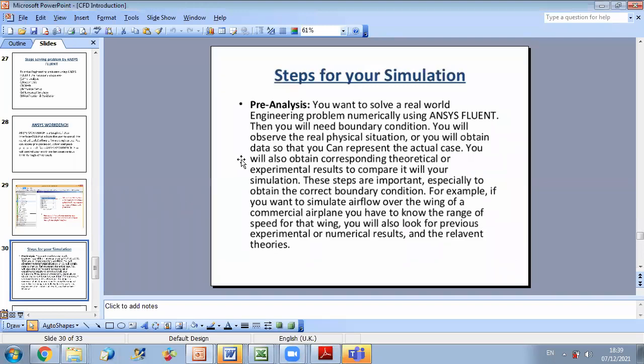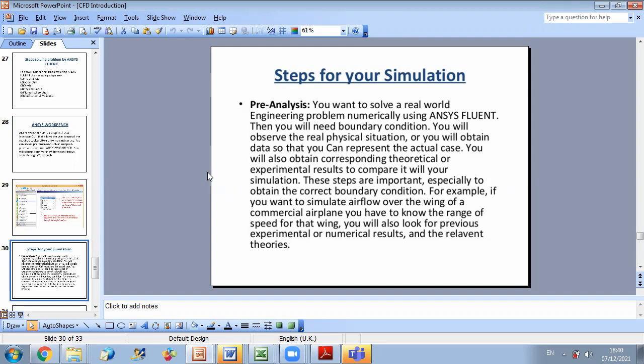So here we will detail a little bit the steps we talked about already. So as we said in the pre-analysis, you want to solve a real-world engineering problem numerically using ANSYS. So you will need boundary conditions, you will observe the real physical situation, or you will obtain data so that you can represent the actual case. You will also obtain corresponding theoretical or experimental results to compare with your simulation. So you can also try to imagine what the possible results can be, to know what physical situation you are in.